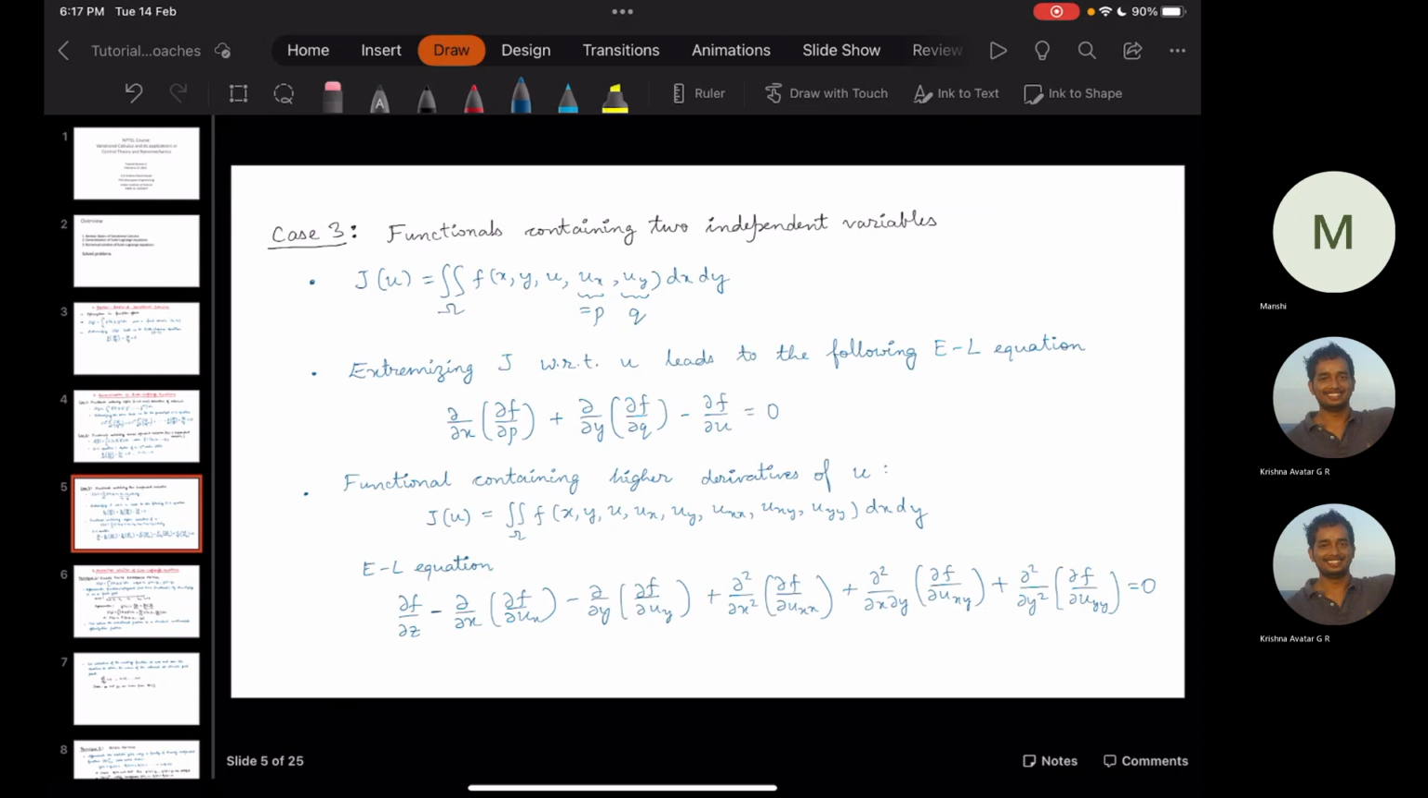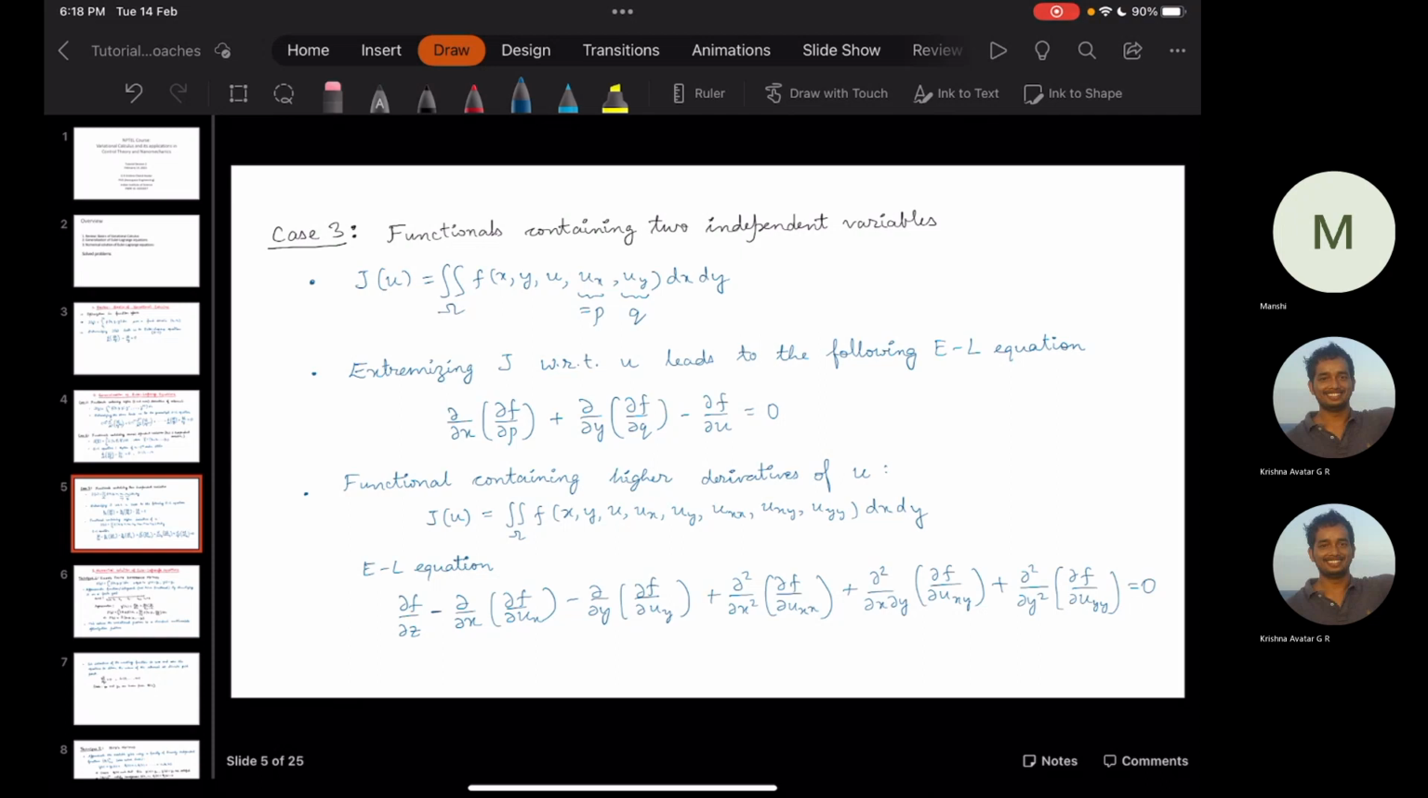Now extremizing J, the functional here, with respect to u leads us to the following Euler-Lagrange equation: ∂/∂x of ∂f/∂p plus ∂/∂y of ∂f/∂q minus ∂f/∂u equals 0.